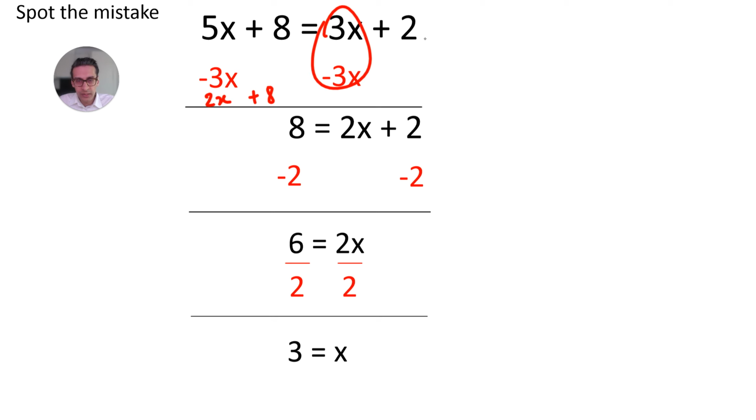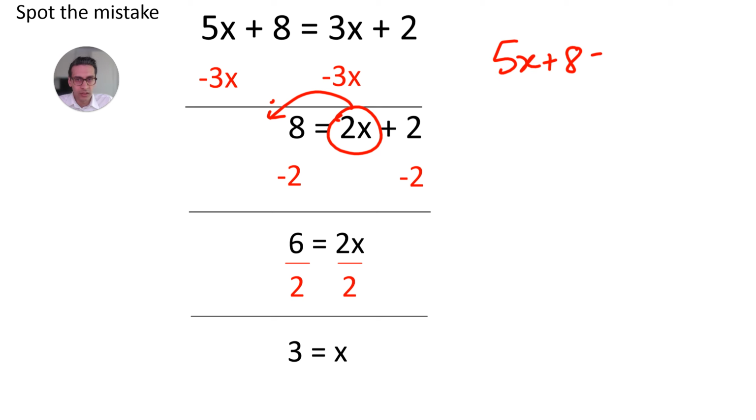The 3x minus 3x should be 0. And so the main mistake would be that should be 2x plus 8. So this 2x needs to be on this side. It's a slightly odd error, to be honest. So if we just were to correct this, let's just have a go. 5x plus 8 equals 3x plus 2.